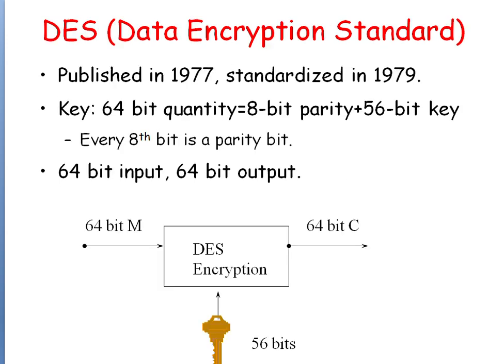The Data Encryption Standard was published in 1977 and standardized in 1979. The key uses a 64-bit quantity: 56 bits plus 8 parity bits, so 56 plus 8 is 64 bits. Every 8th bit is a parity bit. A 64-bit input is given to DES with a 56-bit key, and we get a 64-bit ciphertext.